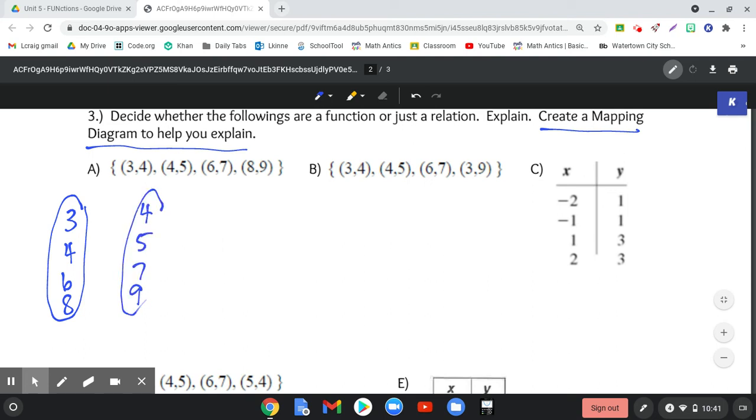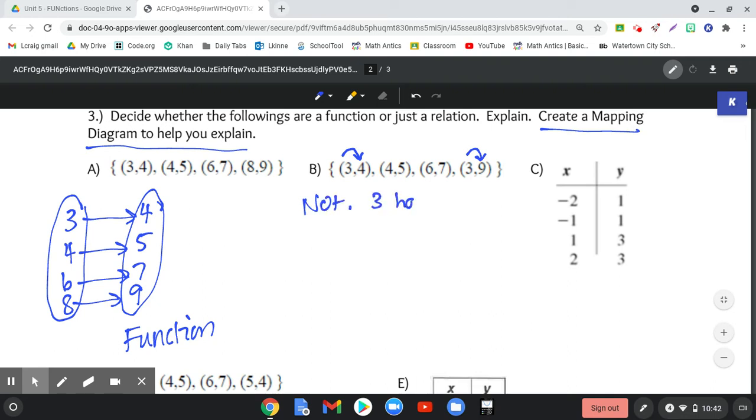So a little practice from yesterday. 3 goes to 4, 4 goes to 5, 6 goes to 7, 8 goes to 9. All good. It's a function. All right. In this next one, I see 3 goes to 4, but then it shows me 3 goes to 9. So I already know that it's not a function. Okay? 3 has 2 y values.